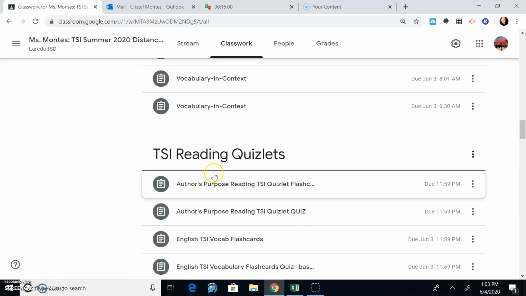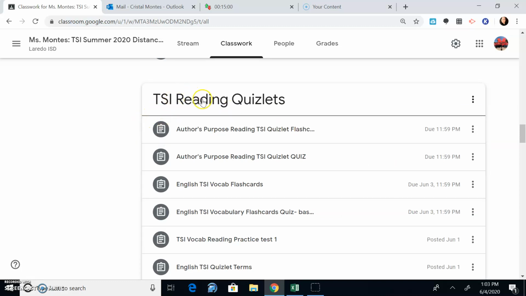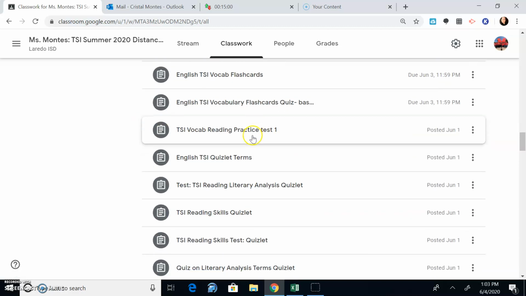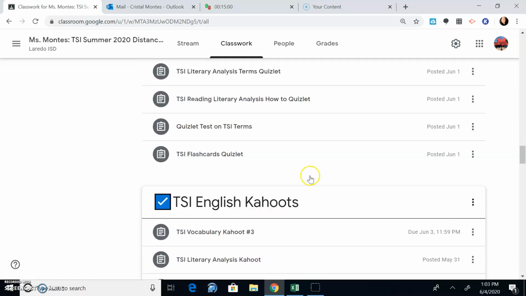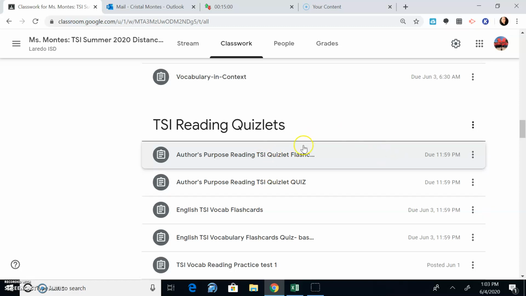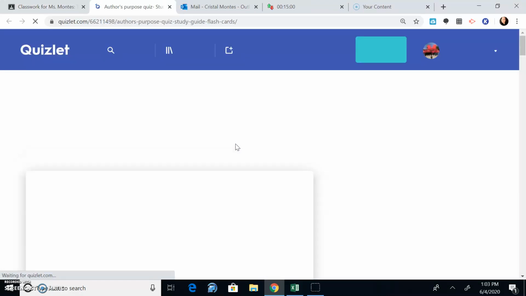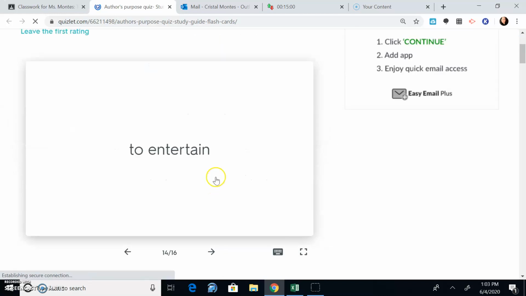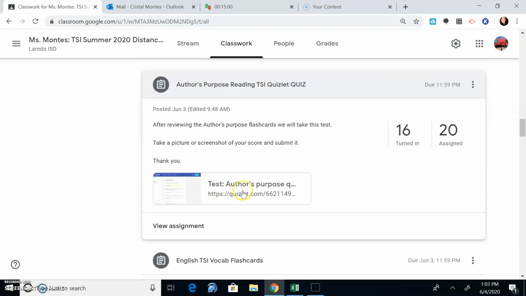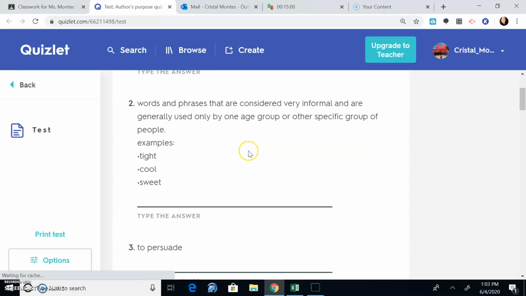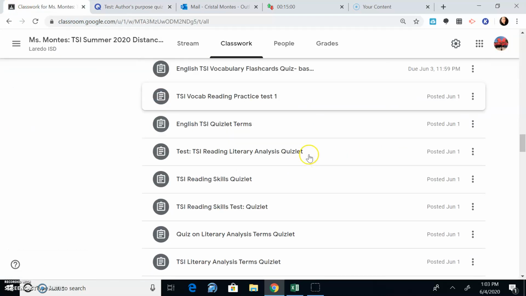Then a perfect thing that's going to help you study and review are those TSI reading Quizlets. I have tons of them that are geared to help you study those terms, just like we do daily in class. We practice our flashcards, and then we are able to then take our quiz on Quizlet as well. So this is a great tool that you can use and it will benefit you tremendously.